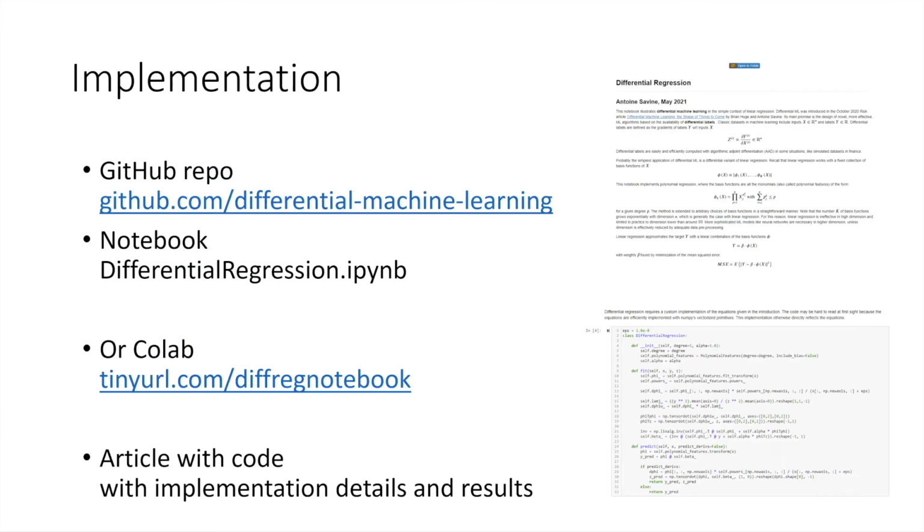You can reproduce these results with our notebook, differentialregression.ipynb, available on our GitHub repo, Differential Machine Learning. It is designed for Google Colab, so you can also run it directly with a shortcut, tinyurl.com diffregnotebook. It is essentially an article with code, which covers differential regression with all implementation details and optimized Python code.